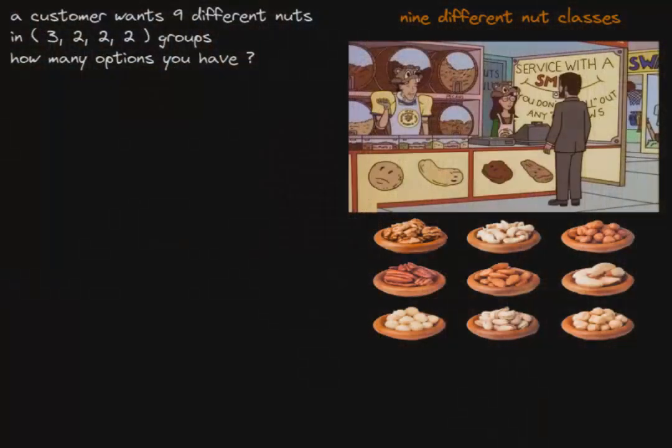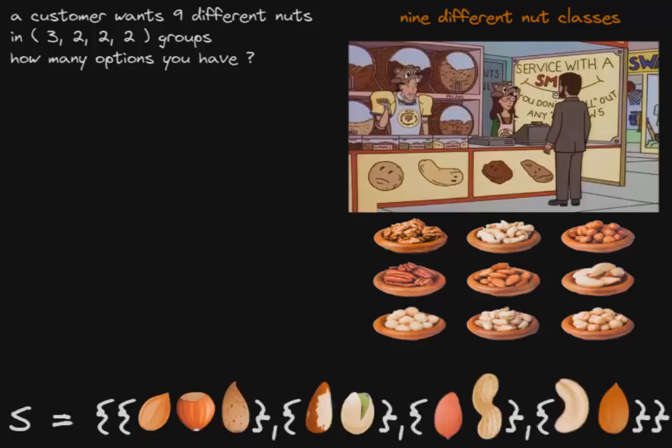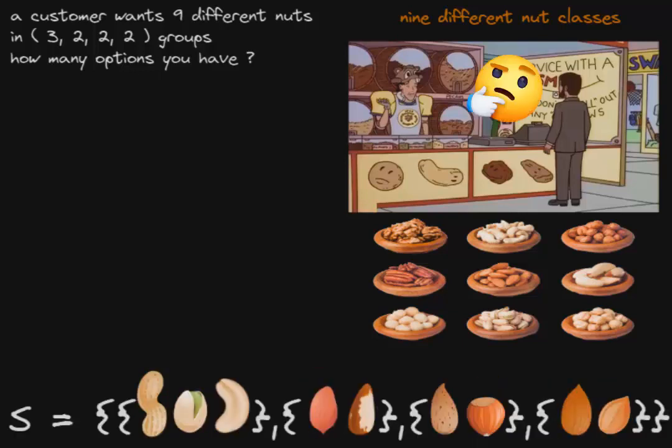Let's suppose a customer wants an order with 9 different nuts. Within these groups, it could be like this or that. How many options do you have?